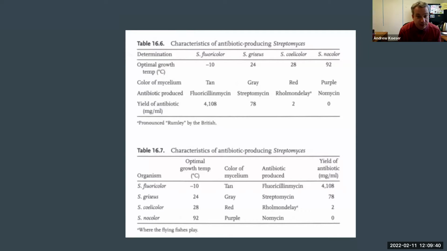I don't feel bad for the publishers. They're making a lot of money. So don't worry about space so much, but I really worry about readability. And 16.7 is a much more readable table. Things just line up and you're able to go across horizontally and look at each of those bacteria, or mycelium, that's fungus, and look at the growth requirements, the color, what kind of antibiotic properties they have, and then the concentration.